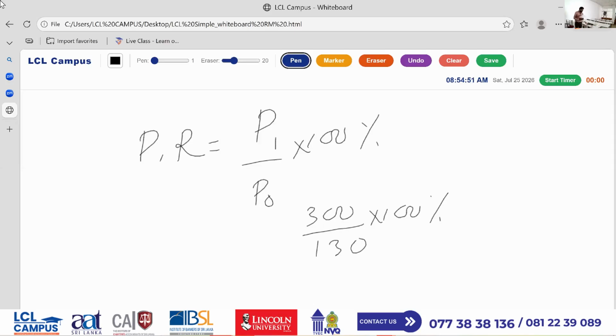Right? 230.7 comes, but after rounding off it equals 231. The answer is the second one. The formula: price relative equals price of the item at the current year over price of the item at the base year into 100%. Current year price 300, base year price 130. Okay, done.